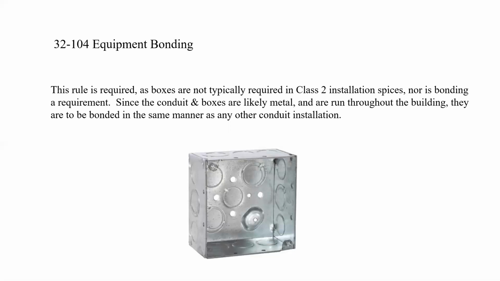32104 discusses equipment bonding, and this is required in this section as since a fire alarm system is a Class 2 type circuit, the requirement for boxes and bonding is not nearly as stringent as when we are dealing with higher VA and higher voltage systems. So because it is a large system that is constructed throughout the building, 32104 states that we must still ensure that everything is bonded as per the normal Section 10 requirements.